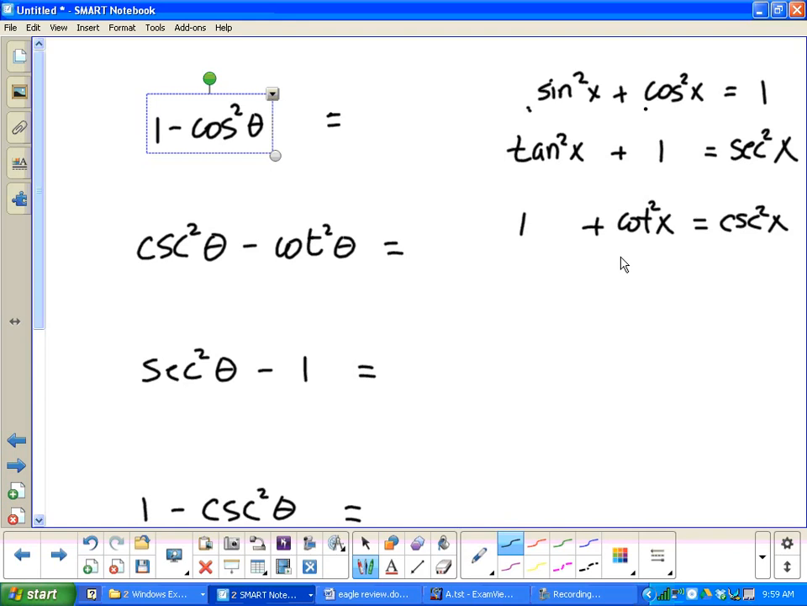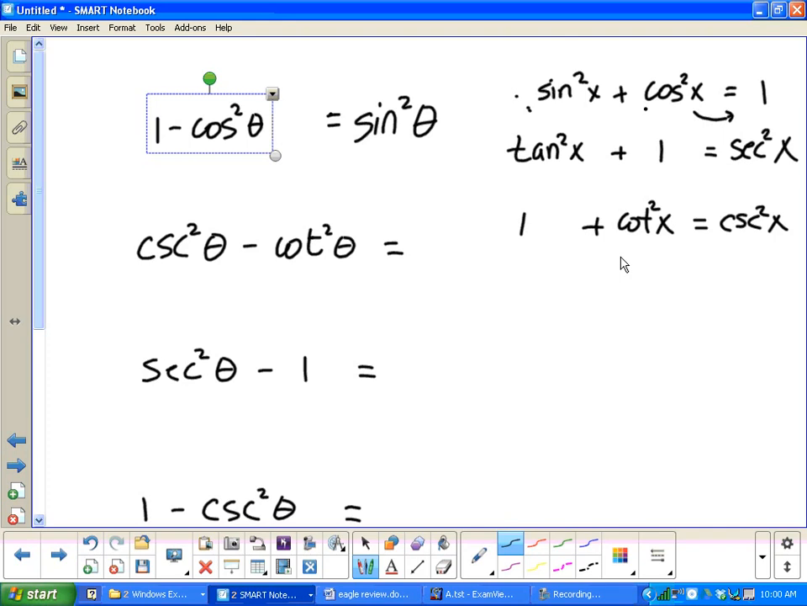So for 1 minus cosine squared, that would obviously use the first one up there. How can I make that one say 1 minus cosine squared? Subtract cosine squared. You take cosine squared and move it over there, and it would say 1 minus cosine squared. Now what would be left on the left side? Sine squared. So 1 minus cosine squared is sine squared.